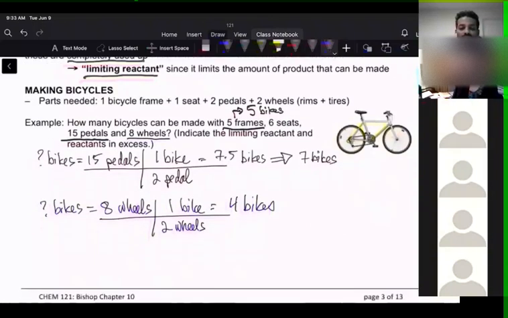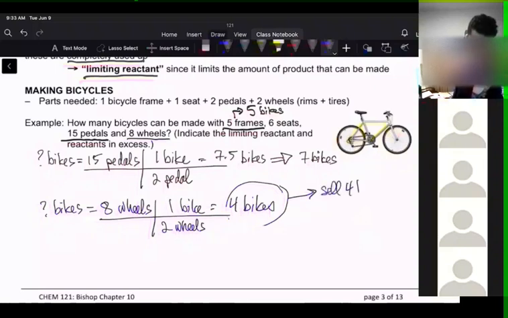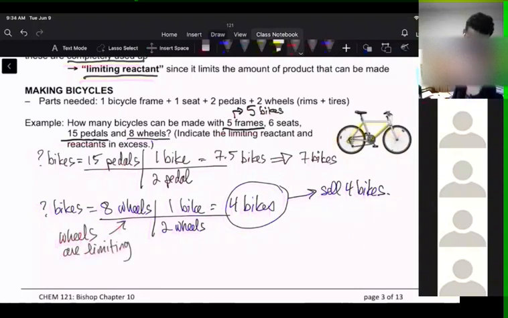So, if I ask the question, how many bicycles can we sell? How do we choose? Yeah, 4. We're going to pick the smallest value. So this is the one. This is the theoretical yield. We can sell 4 bikes. That means what was limiting? Wheels are limiting.